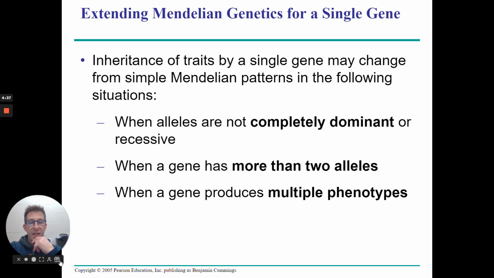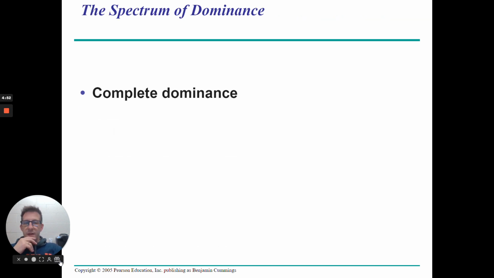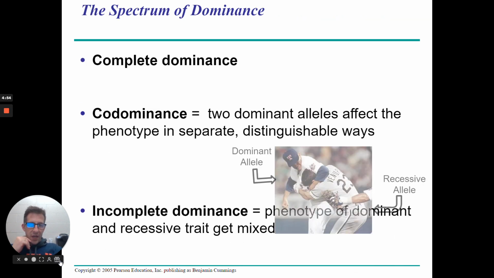There are times when a gene has more than two alleles, okay? Blood types, for instance. When a gene produces multiple phenotypes, for instance, skin color. So we're going to touch on a lot of these things. We're not going to get super deep into a lot of them, but we are going to touch on a lot of them, okay? So first, let's talk about the spectrum of dominance.